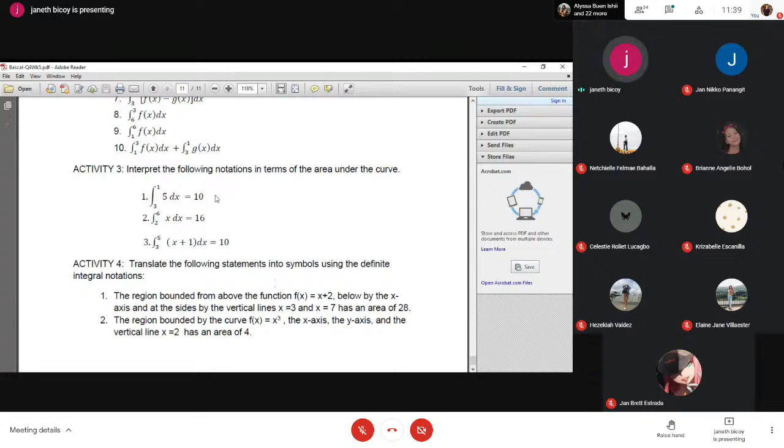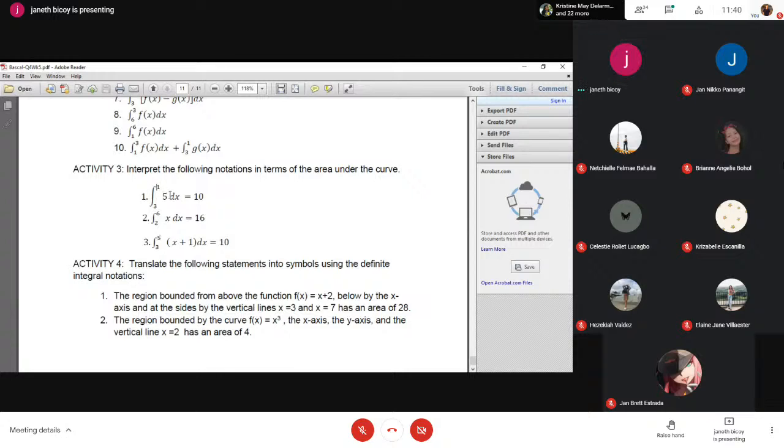Okay, so interpret, meaning to say, we are going to translate activity 3 into words. This integral of 5x dx evaluated from 3 to 1 is equal to 10. So, how are we going to interpret this one? The region bounded above by the function f of x is equal to 5, above the x-axis, positive, and the vertical lines x is equal to 1 and x is equal to 3 has an area equal to 10 square units. That is how to answer activity number 3.